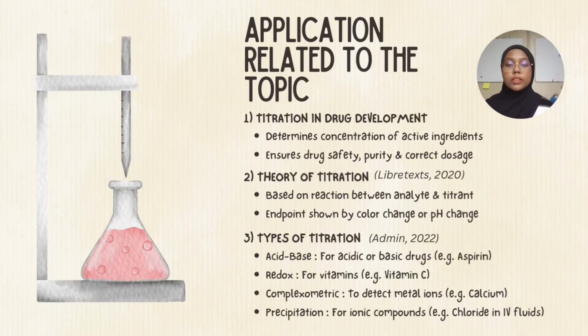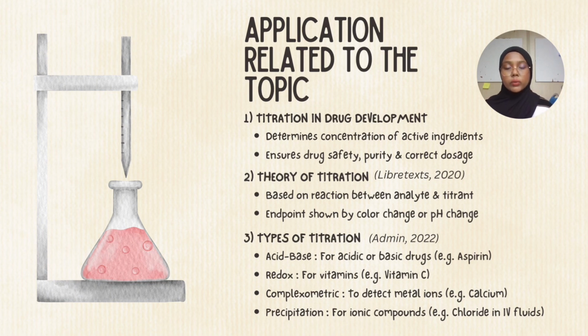I will talk about applications related to the topic. First, titration is used to find out how much active ingredient is in a drug. This is important to make sure the drug is safe, pure, and has the right amount of medicine. Titration works by mixing two substances, the one we test called the analyte and a known one called the titrant. We know the reaction is done when we see a color change or a pH change.